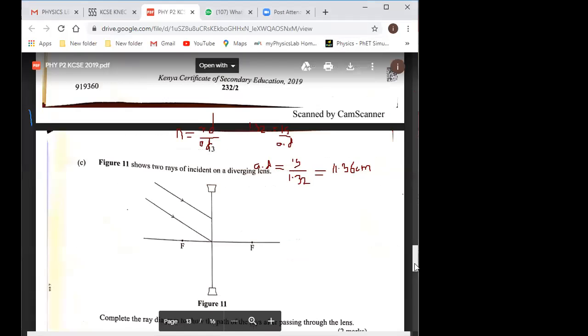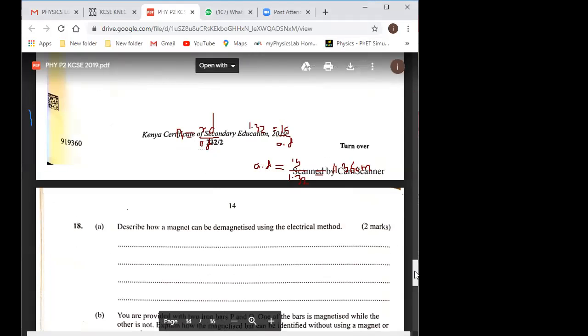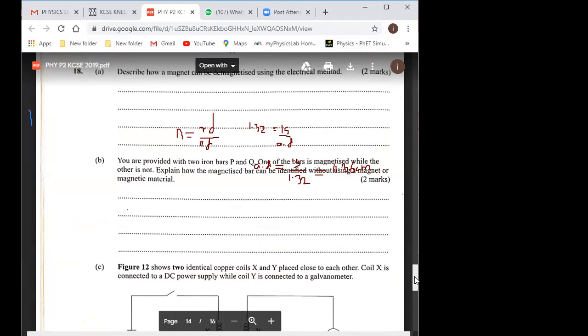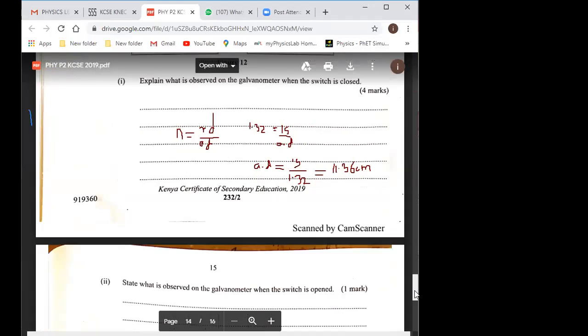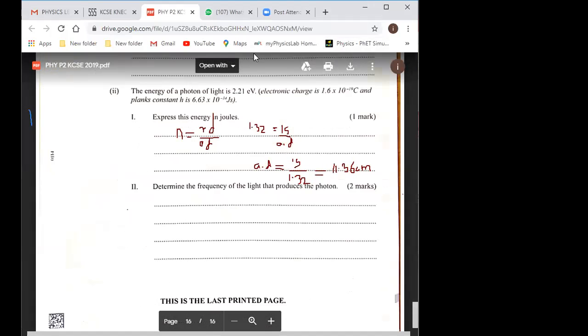This one we have not covered. So we are through with that paper. Let's now go to another paper.